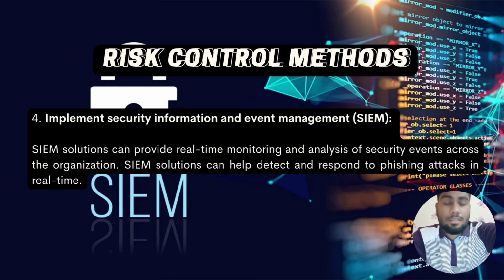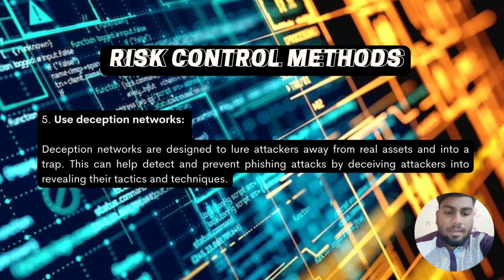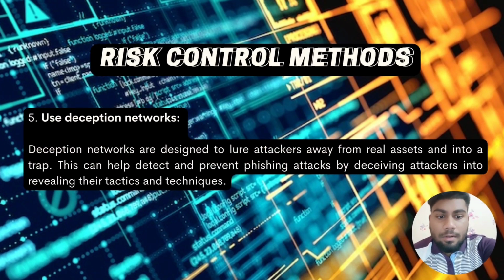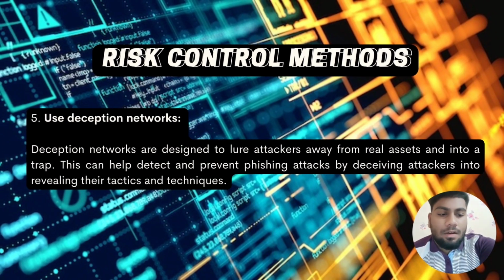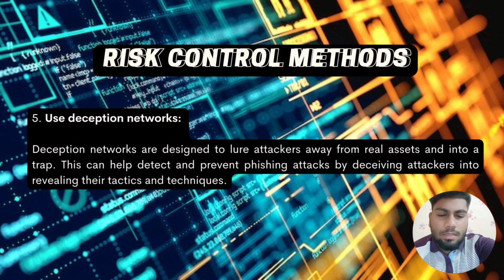The fifth risk control method is to use deception networks. Deception networks are designed to lure attackers away from real assets into a trap. This can help prevent phishing attacks by deceiving attackers into revealing their tactics and techniques.